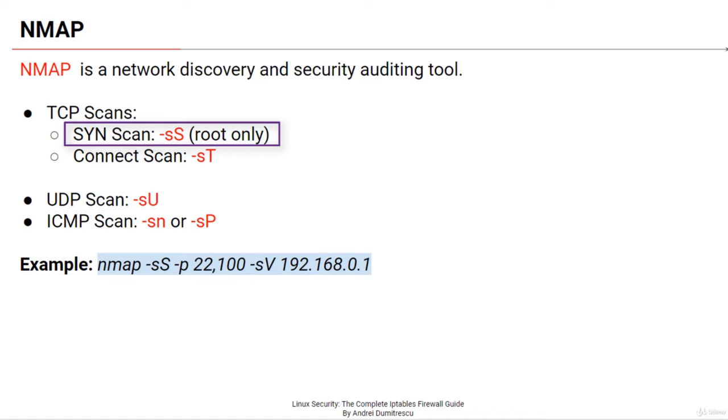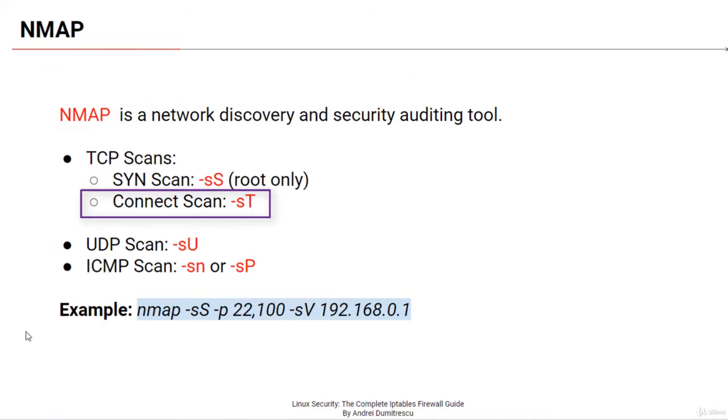Nmap sends a SYN packet as if it is going to open a real connection and then waits for a response. A SYN and an acknowledgement indicates that the port is listening, so it's open, while a reset indicates that the port is closed. If no response is received, the port is marked as filtered. Keep in mind that you need root privileges to perform this type of scan. If you don't have root privileges, you can still perform another type of TCP scanning called TCP Connect scan.